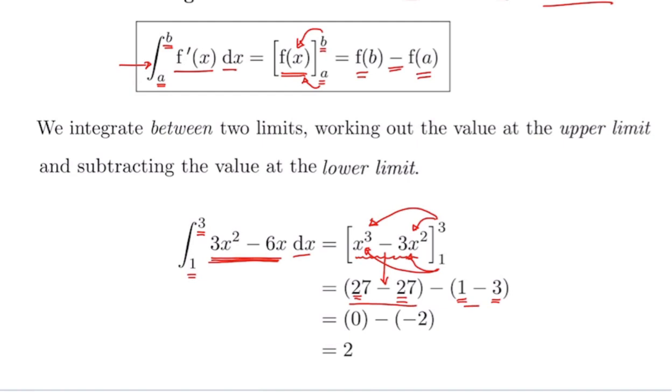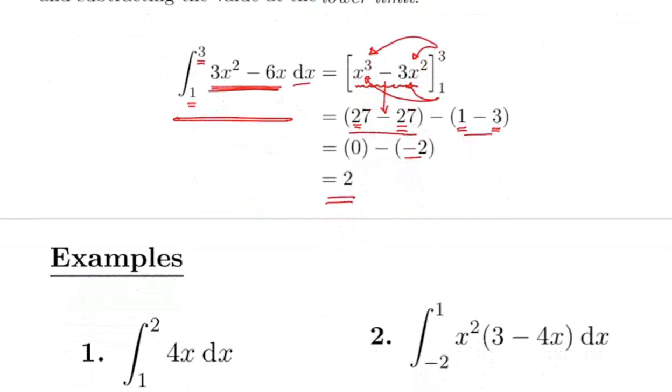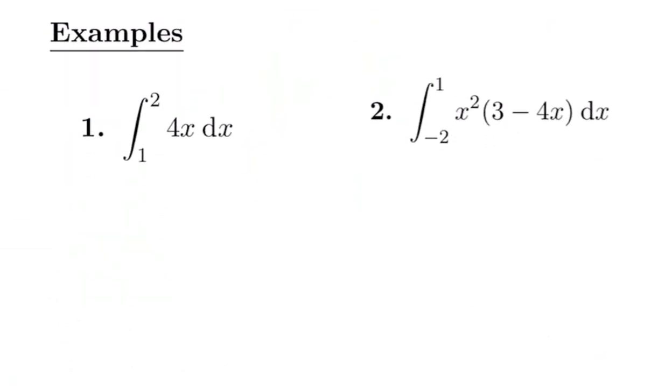Then you work out the value of the first bracket, which of course is 0. You work out the value of the second bracket, which is negative 2, and you subtract those two. So 0 minus negative 2 is 2. And that is the value of this integral. So you're sometimes asked to evaluate the integral. So let's have a look at some of these questions.